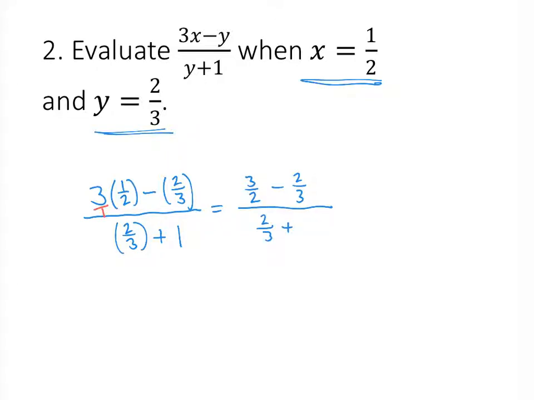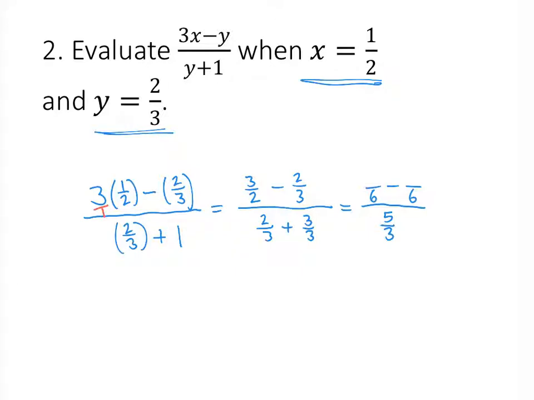Now we can rewrite 1 as 3 over 3. That common denominator is going to allow us to add the fractions together on the bottom. So we have 5/3 on the bottom. On the top, we have different denominators. We have 2 and 3. So the common denominator there is going to be 6.